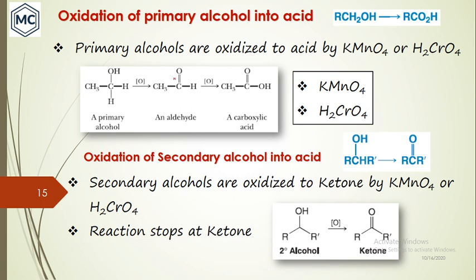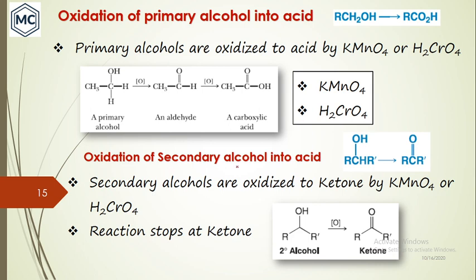Next one, oxidation of primary alcohol into acid, CH2OH into CO2H. Primary alcohols are oxidized to acid by potassium permanganate or chromic acid, H2CrO4. So primary alcohol is first oxidized to aldehyde and further oxidized to carboxylic acid. Both these reagents are used.